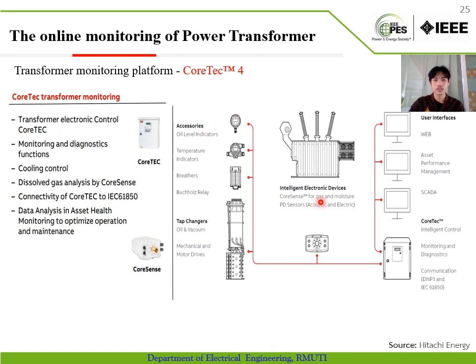The Contact 4 is collecting data from many accessories such as the oil level indicator, temperature indicator, and reserve relay temperature, and connects to Contact 4 for monitoring, diagnostics, and controlling. And this data is transferred to the user interface or SCADA for analysis, asset health monitoring to optimize operation and maintenance of the power transformer.